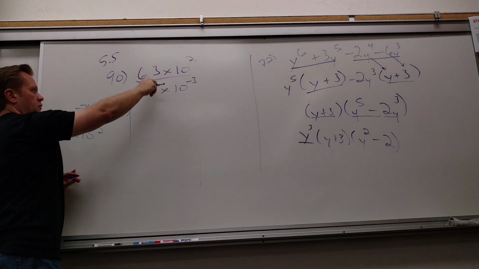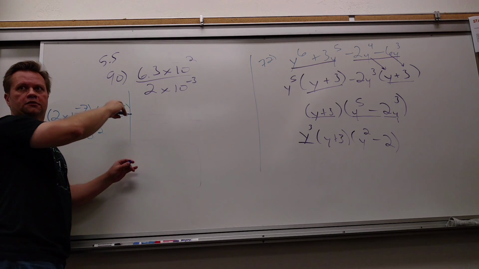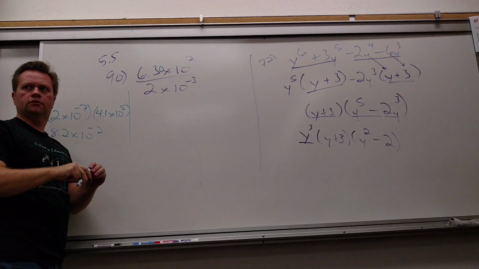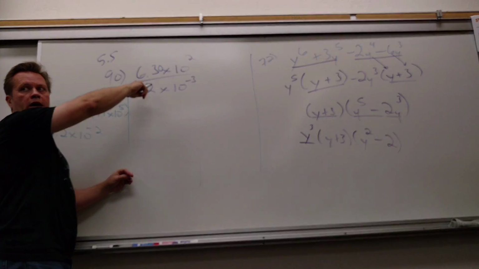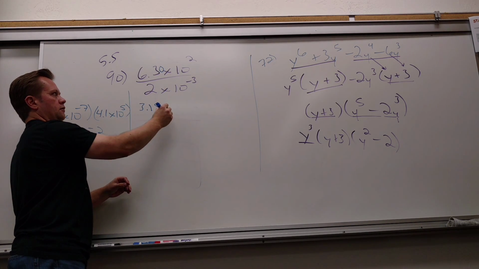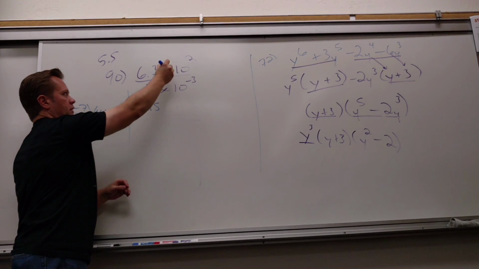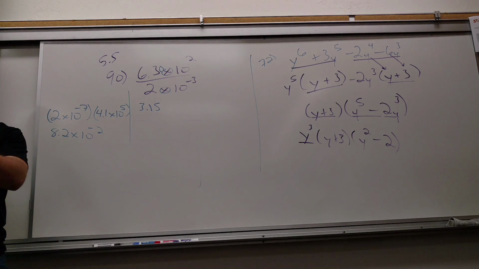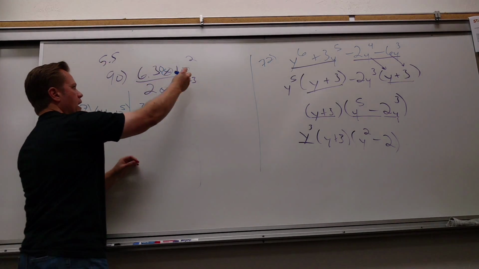So what do I do with 6.3 and 2? Divide. Watch. If I add a 0, did I change the number? No, but now it's real easy to cut it in half. 3.15. Now, please realize that's not an X, that's a times. That's the only time we use the times symbol like that. Now what happens?